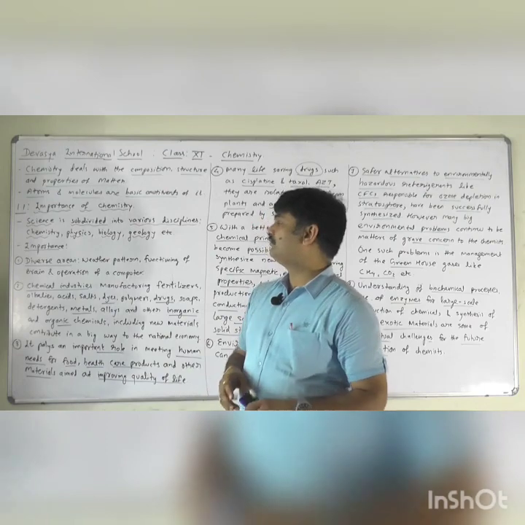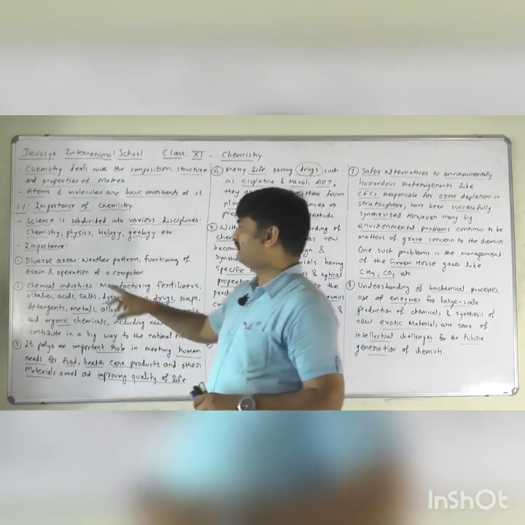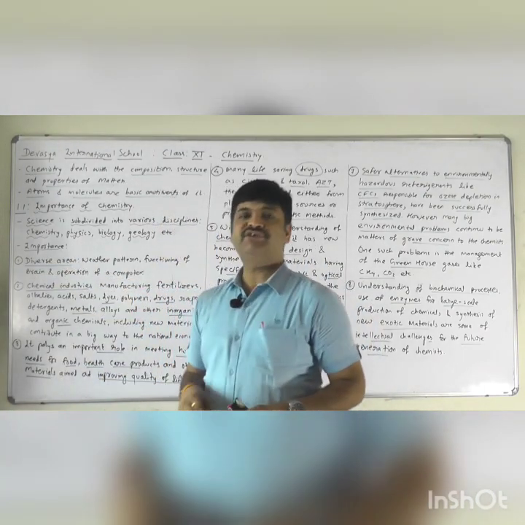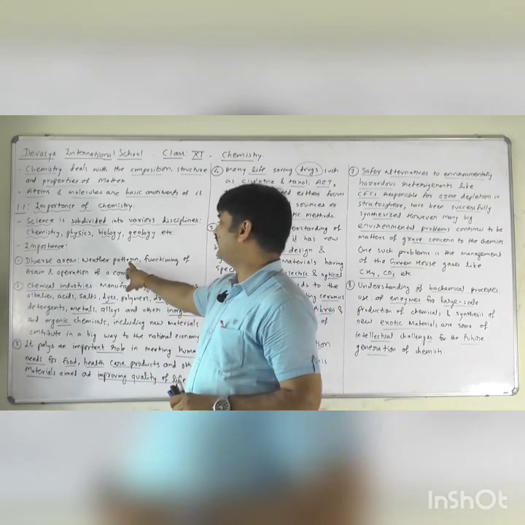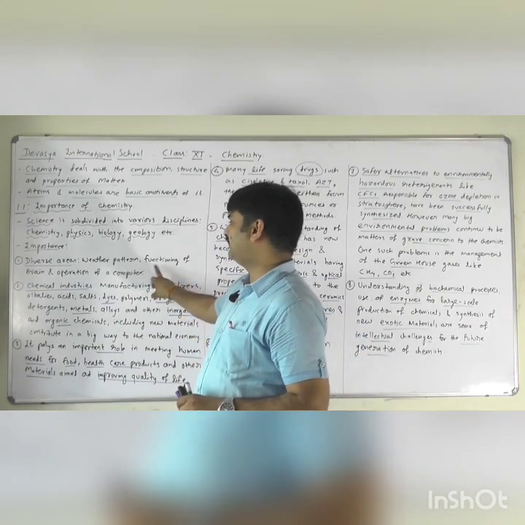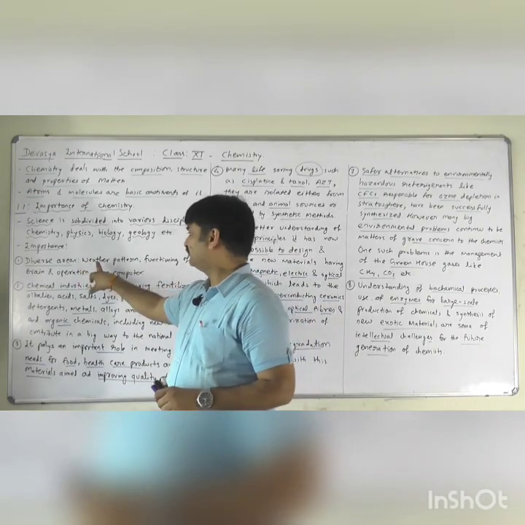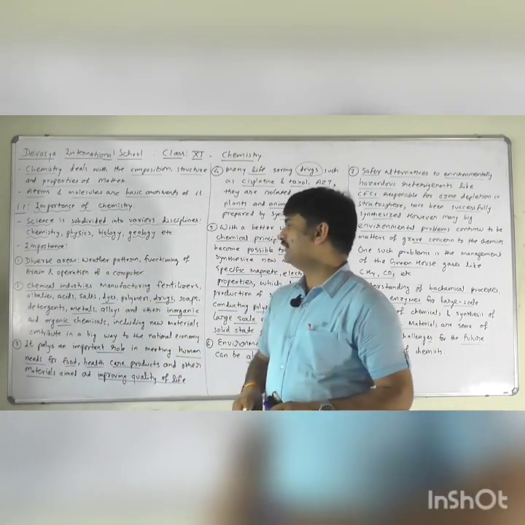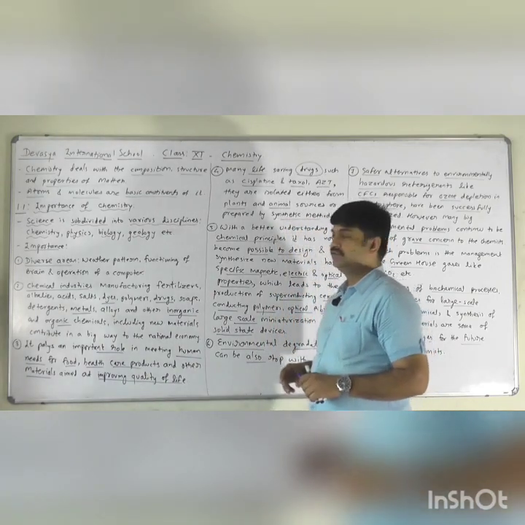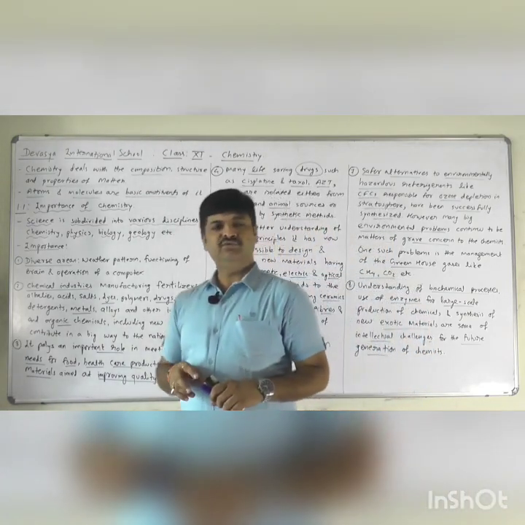So what is the role of chemistry in our life? Here different diverse areas are there. So which type of diverse areas? Weather pattern, functioning of the brain and operation of a computer. So this is related to chemistry.